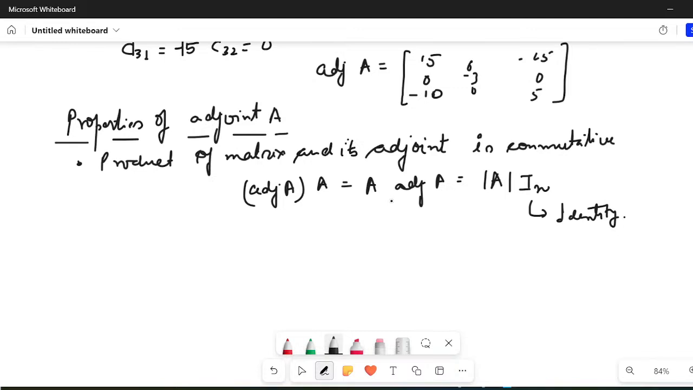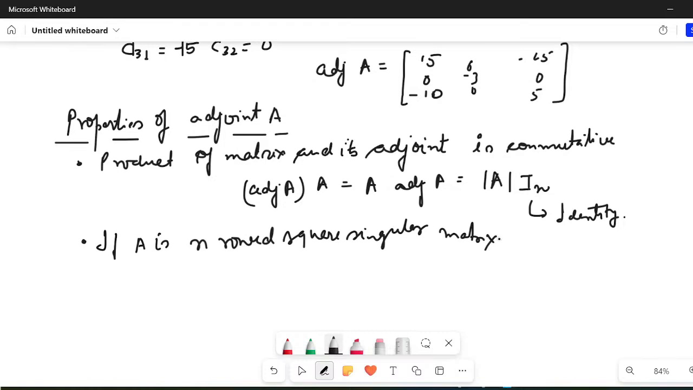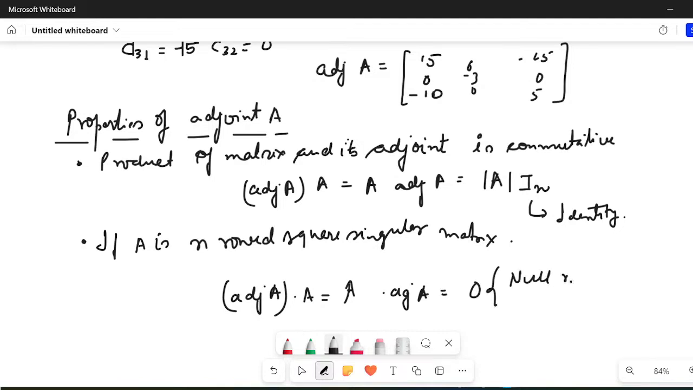Further, you can also note one more thing: if A is an n-row square singular matrix, then the determinant would be 0. So then adjoint A into A, pre-multiplying A with adjoint A, would give you what? It would give you a null matrix. I'm writing it here, null matrix, otherwise you will not be able to understand.